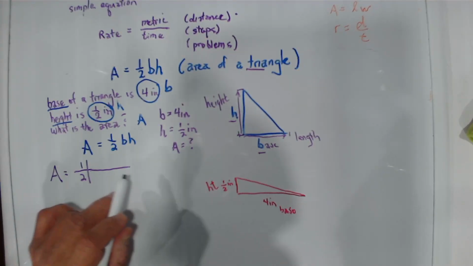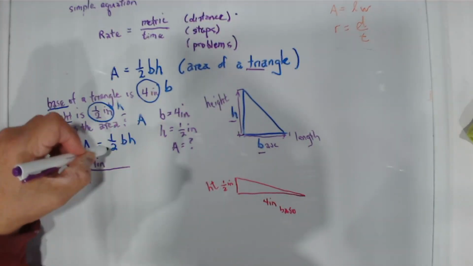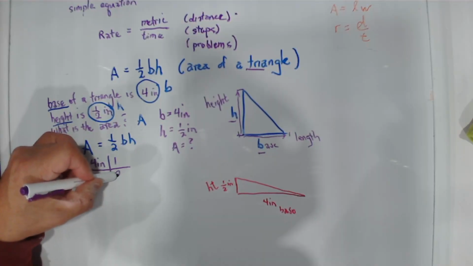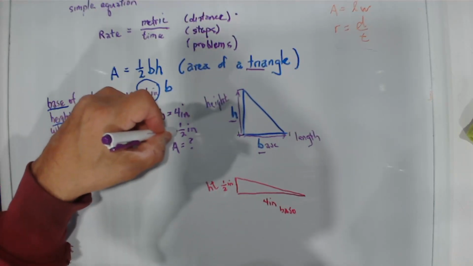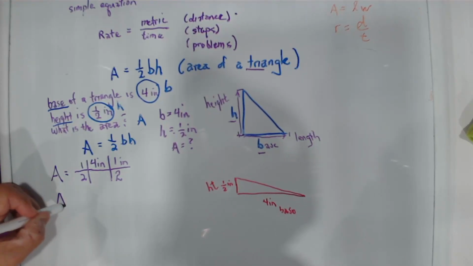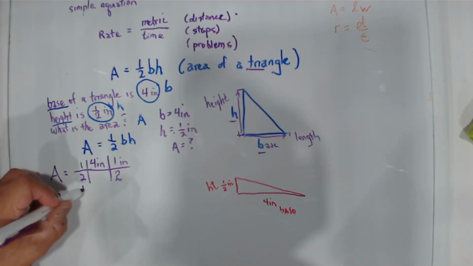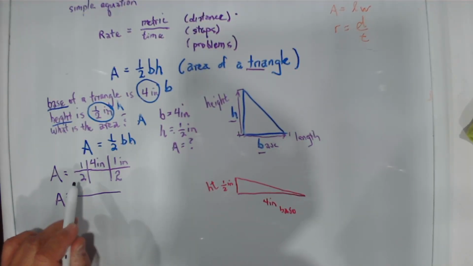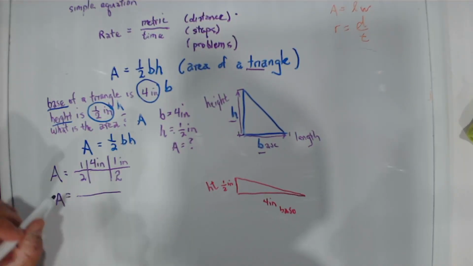Okay, so the base is 4 inches, so I put 4 inches here for the base, and the height is 1/2 inch. So this is our height, 1/2 inch, and that's where we got it from here. So let's see what we end up with. Area is equal to, well, let's multiply it out. Let's multiply the top. 1 times 4 is 4, times 1 is 4.